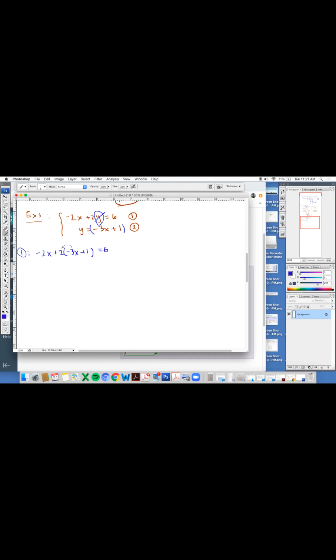We distribute to get rid of parentheses. Negative 2x minus 6x plus 2 equals 6. These get combined. Negative 8x plus 2 equals 6. Subtract 2. Negative 8x equals 4. Divide by negative 8. x equals, and this fraction's 4 on top, negative 8 on the bottom. Divide both top and bottom by 4, so we get x equals negative 1/2.